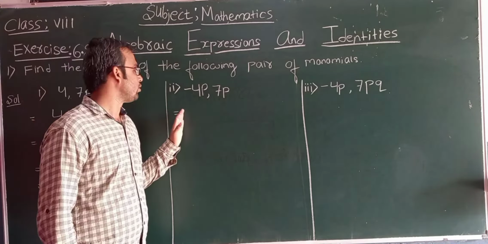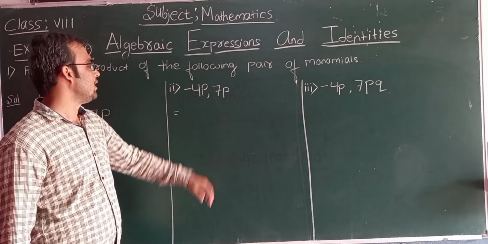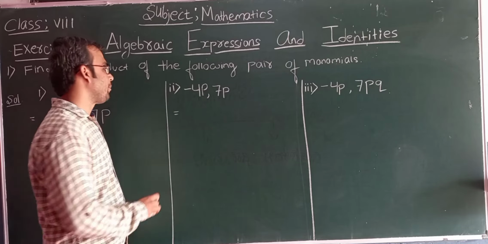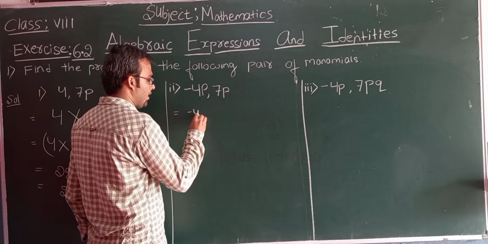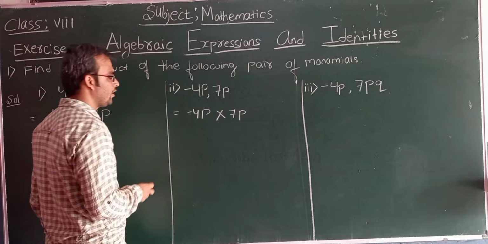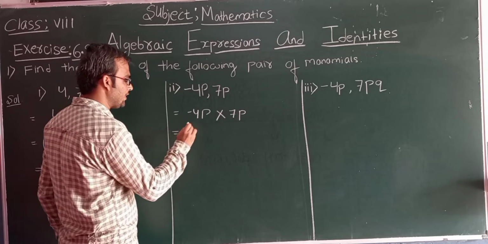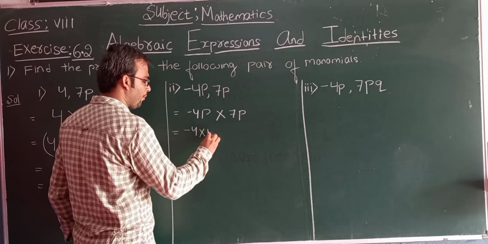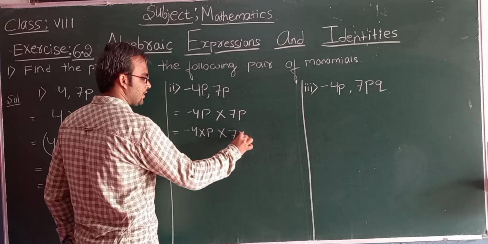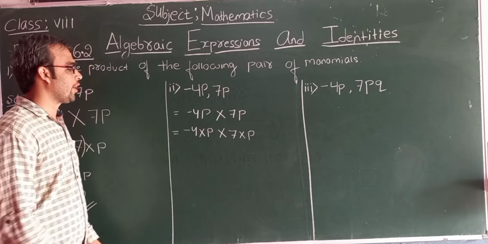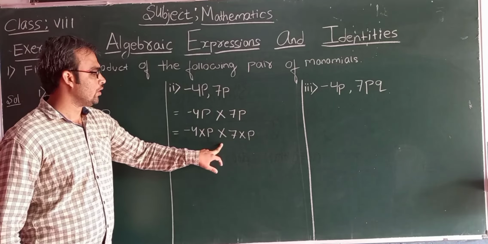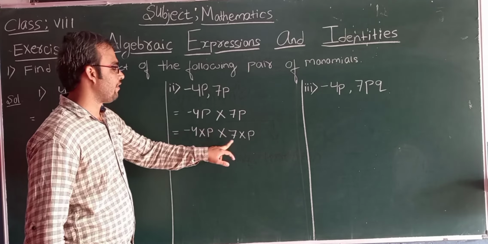Now come to this. So what they have given? Minus 4p comma 7p. Okay, so we need to find the product of minus 4p and 7p. Students, look at here. We have to find the product of these two. As I told you, you can write 4p as 4 into p and 7p as 7 into p. So minus 4p as minus 4 into p, into means product, no? So 7p as 7 into p.